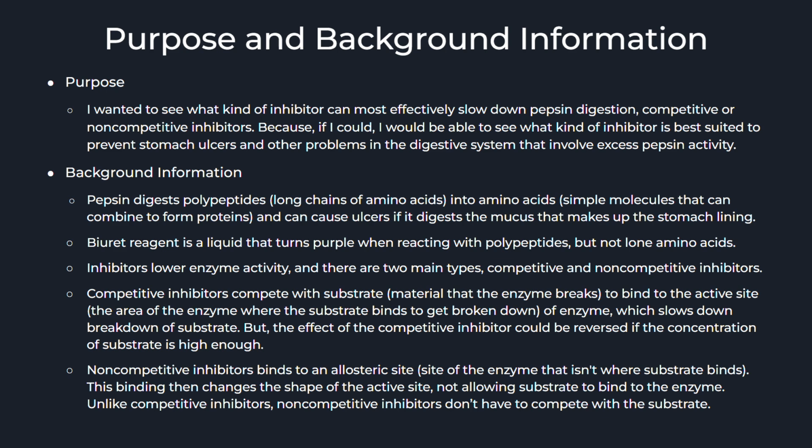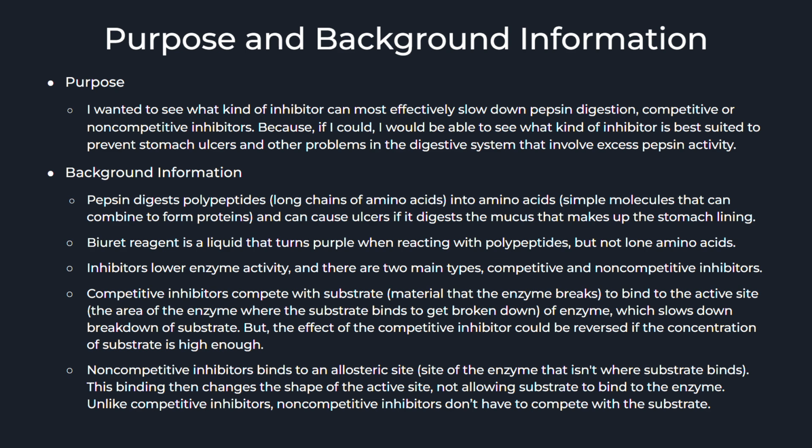Background information. Pepsin digests polypeptides, long chains of amino acids, into amino acids, simple molecules that can combine to form proteins, and can cause ulcers if it digests the mucus that makes up the stomach lining. Biuret reagent is a liquid that turns purple when reacting with polypeptides, but not lone amino acids. With lone amino acids, it turns pink.